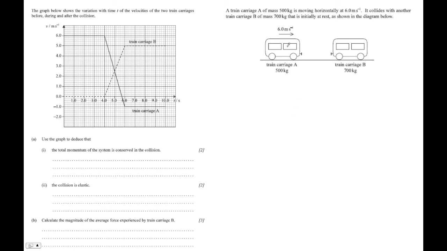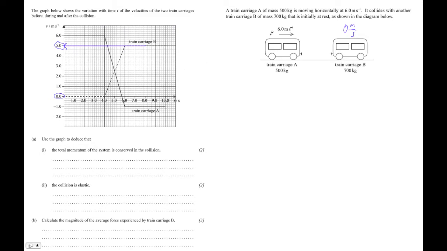So notice this car is going to collide with this car. This guy's moving at 0 meters per second. So here's train carriage B. Notice that its initial velocity is 0. So here's our graph. After the collision, notice that it's moving at 5 meters per second. We can read the graph.